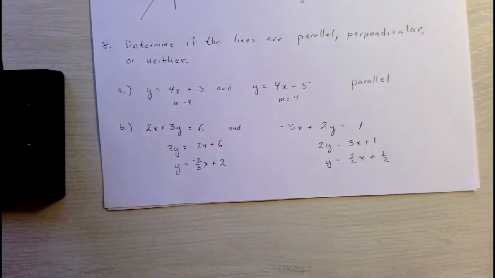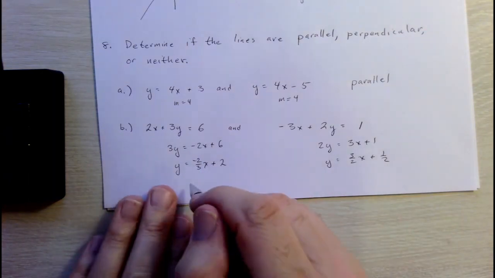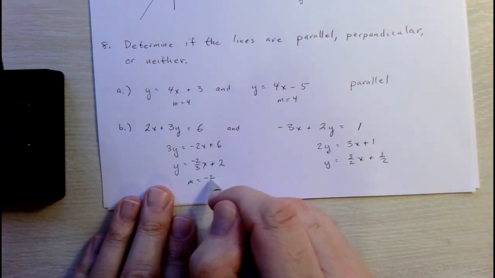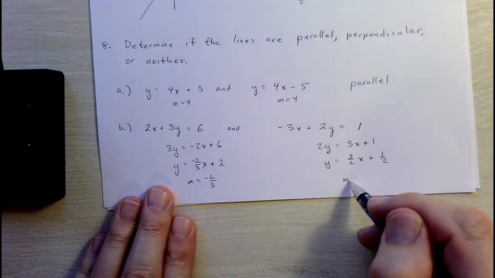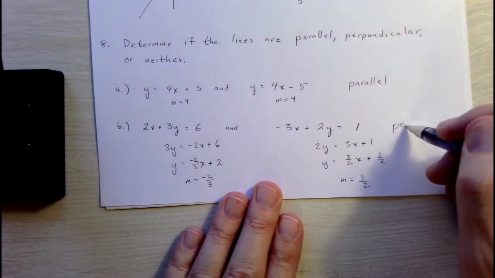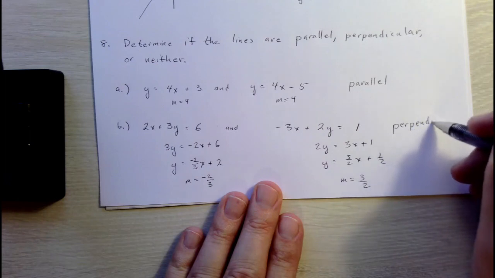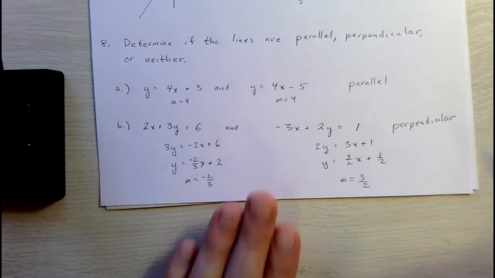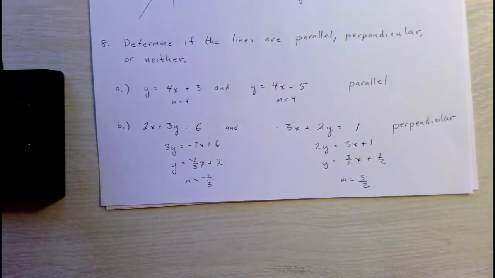If we do a little algebra here, the slope here, m is negative 2/3, here m is 3/2. We can see that these are negative reciprocals of each other, so the answer is perpendicular. So they're perpendicular lines.